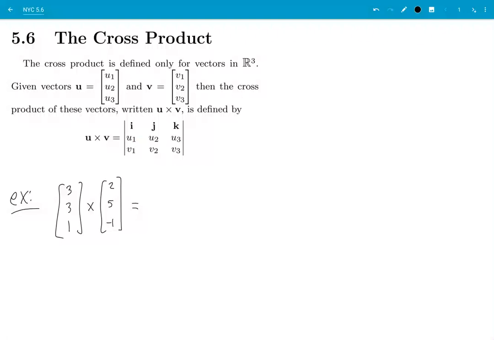Okie dokie. Pause and copy for the cross product. The cross product is only defined in R3. This is the cross product.